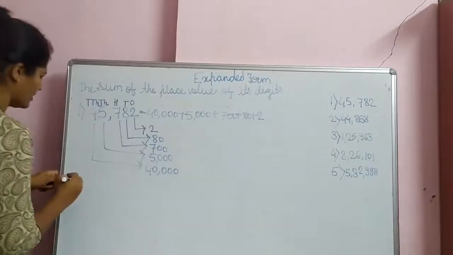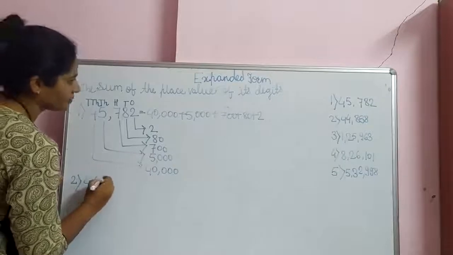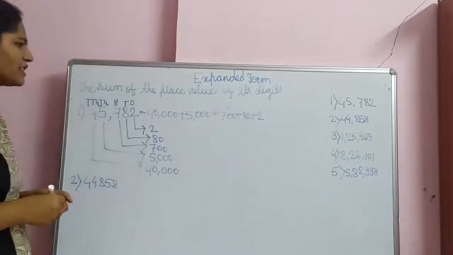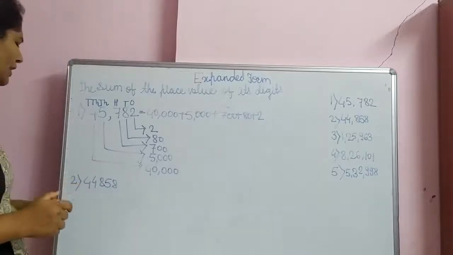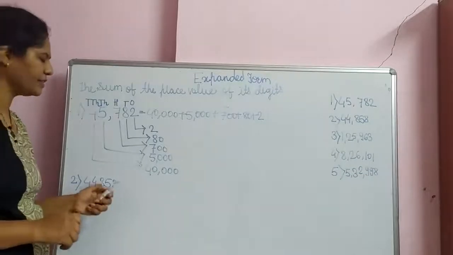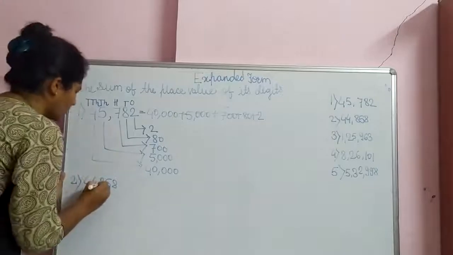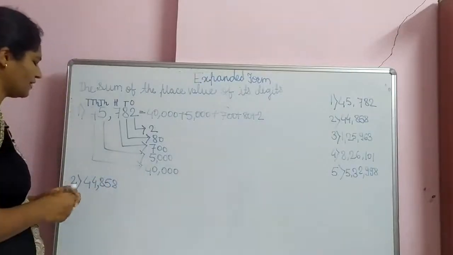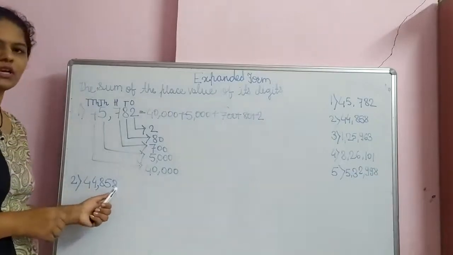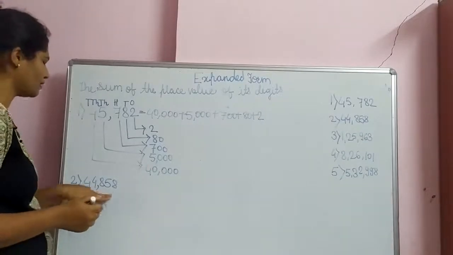We see our next example. So we write this example. Now firstly we make a regroup. So how to make groups or periods? Start from the right side, three places, 1, 2 and 3. Give here a comma. So now easily we can read this number. What is this number? 44,858.